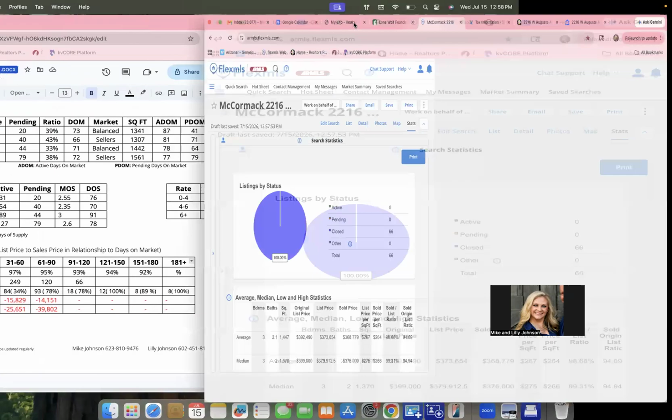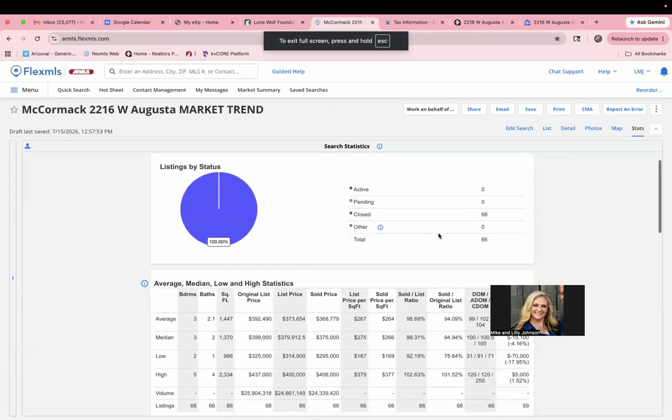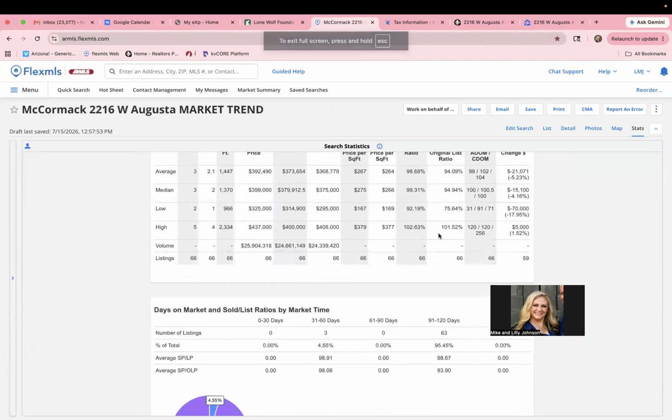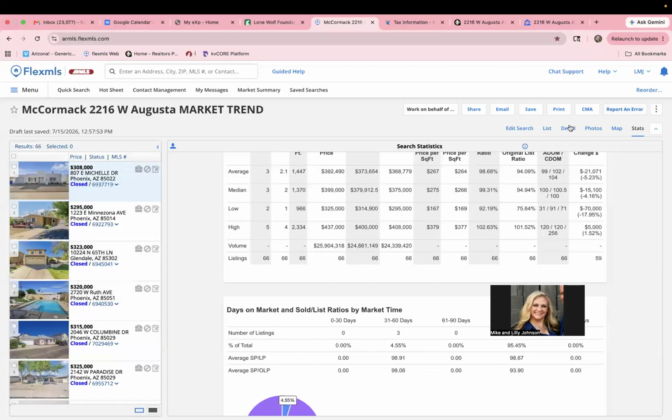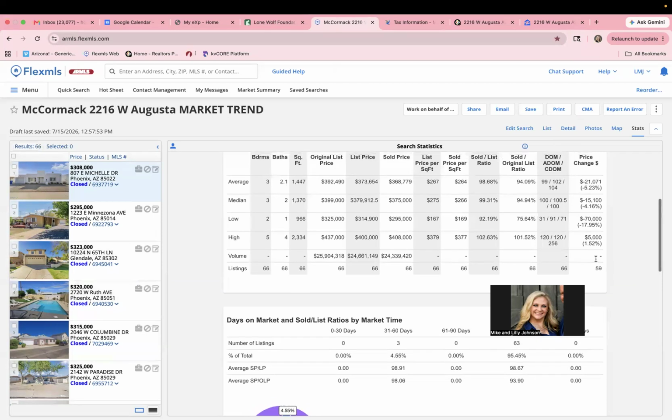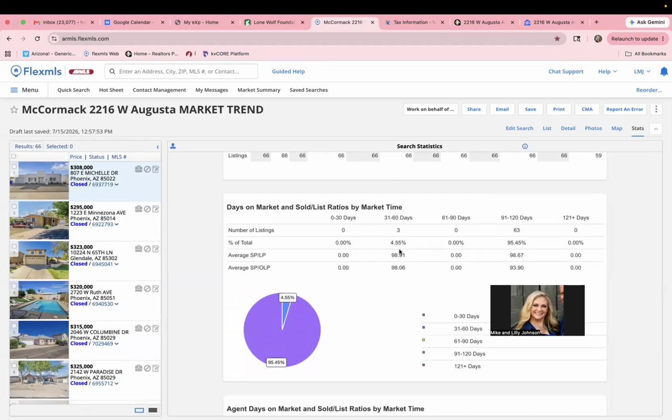So I'm going to make this big because I can't see what I'm doing. My total, I think, was 66. Yeah. 66 was the total, but I had 59, you'll see right here, that had reduced. And my average is 21,071. And you're going to see now it's 93.9, so 94%.